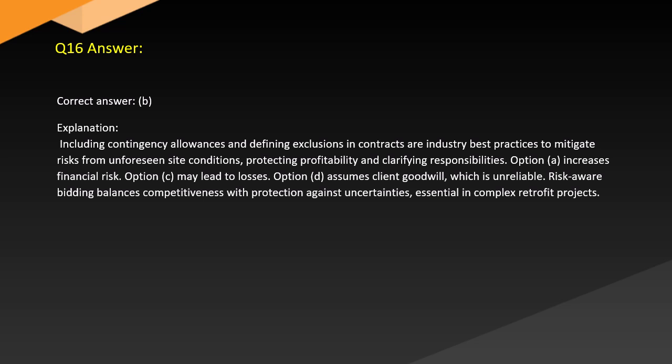Option A increases financial risk. Option C may lead to losses. Option D assumes client goodwill, which is unreliable. Risk-aware bidding balances competitiveness with protection against uncertainties, essential in complex retrofit projects.